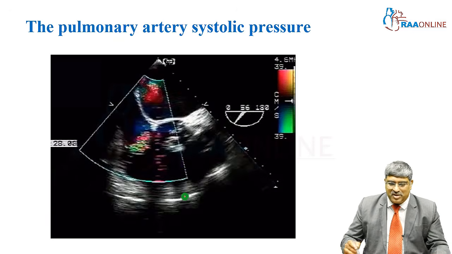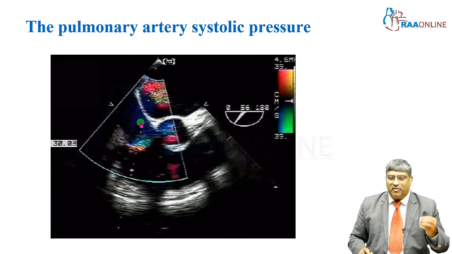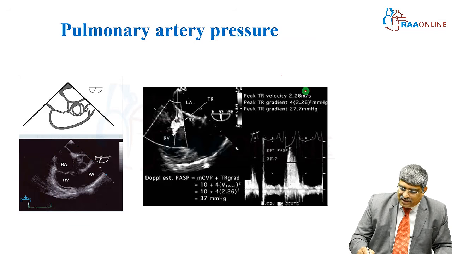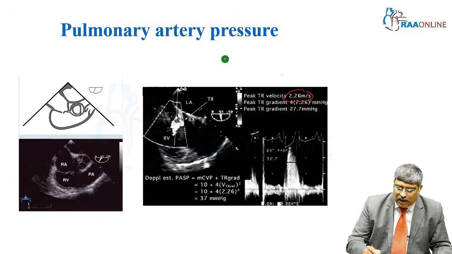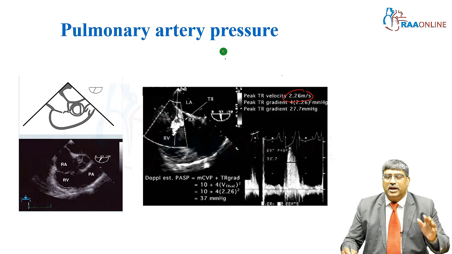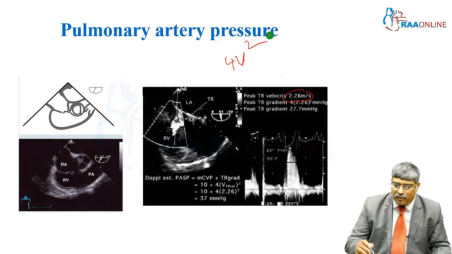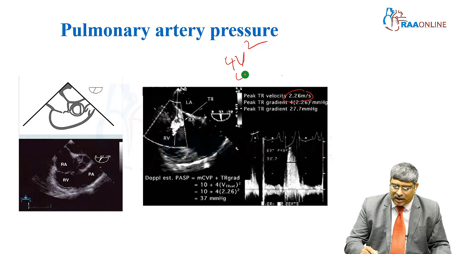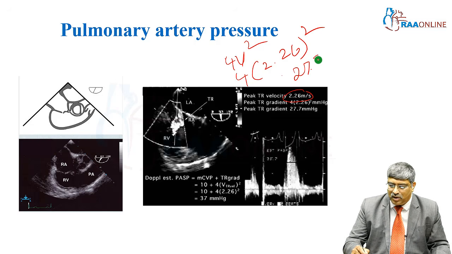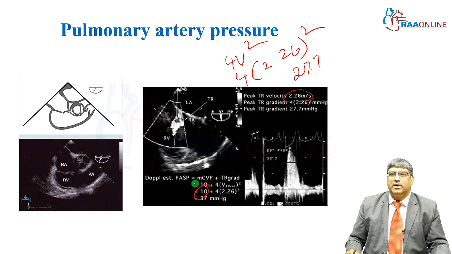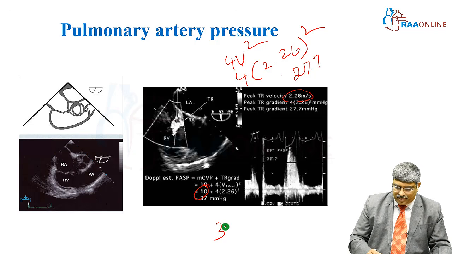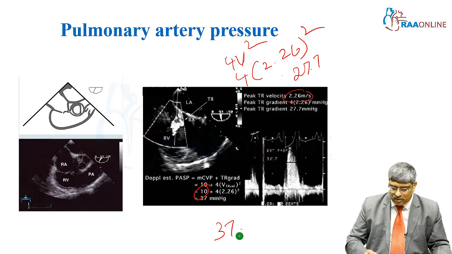For measuring the PA pressure, you should have a slight jet of TR. Here, the TR velocity is around 2.26 meter per second, and to convert this velocity into gradient, you have to apply Bernoulli's theorem, which is 4 times the velocity squared. So, 4 times 2.26 squared equals a gradient of around 27.7. When you add the CVP, which is measured by a monitor, that is 10, you get a PA pressure or an RV systolic pressure of around 37 millimeter of mercury.